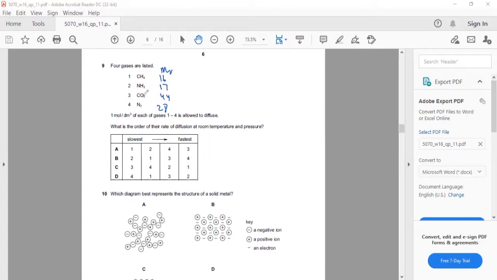So the slowest will be carbon dioxide. It is the slowest because it has the highest MR. So C is the answer because it is the slowest. And 1 will be the fastest because it has the least MR. C is the answer.